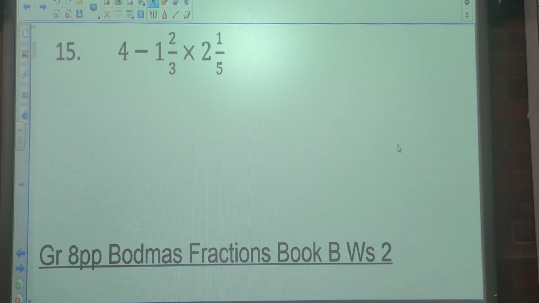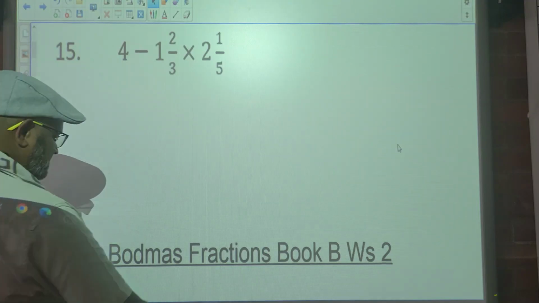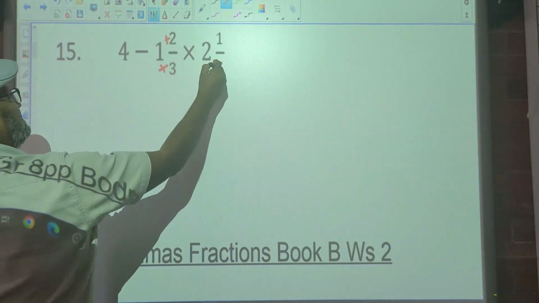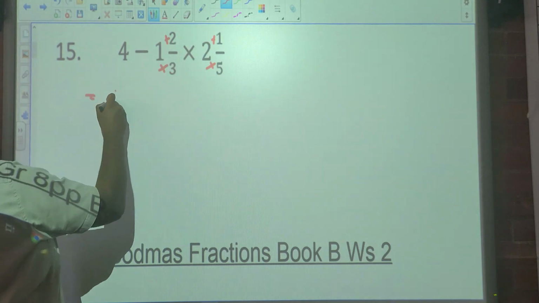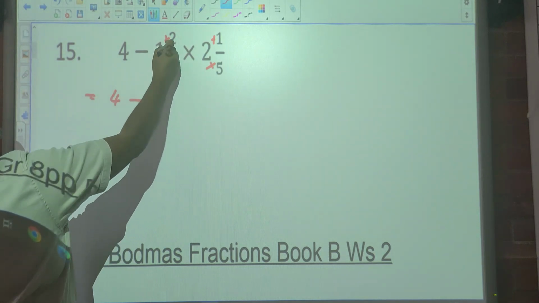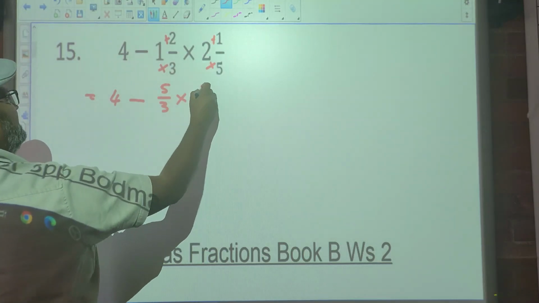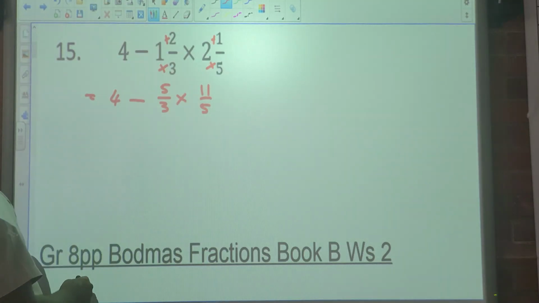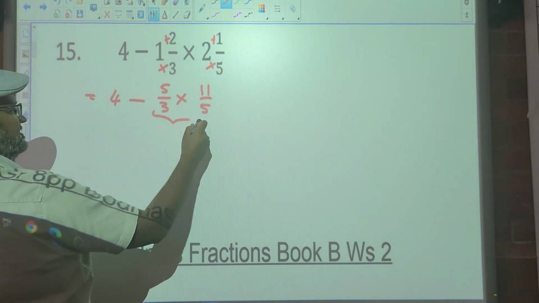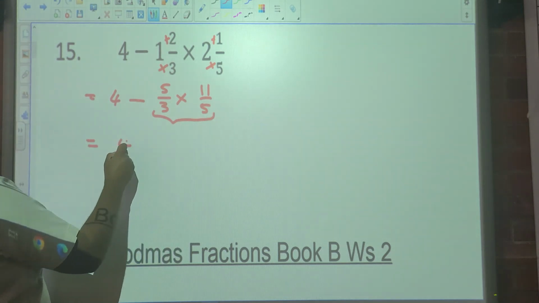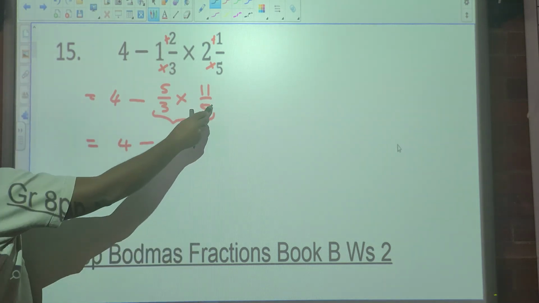Number 15. You got 4 minus 1 and 2/3 multiplied by 2 and 1/5. What do you need to do first? Change to improper fractions. There's going to be 4 minus 3 plus 2 is 5 over 3, multiplied by 11 over 5. So what needs to be done first? The multiplication. So it's 4 minus. Is there anything you can cancel here?